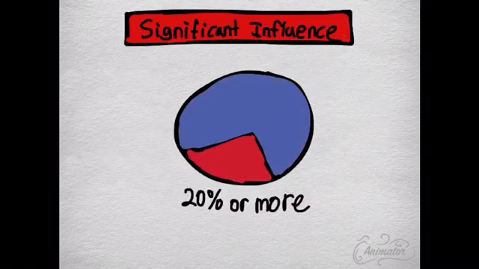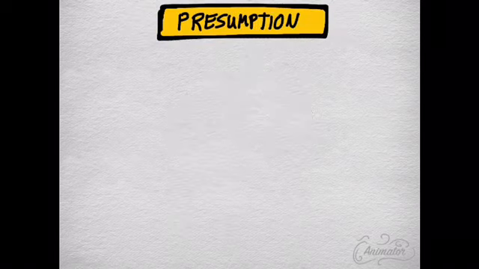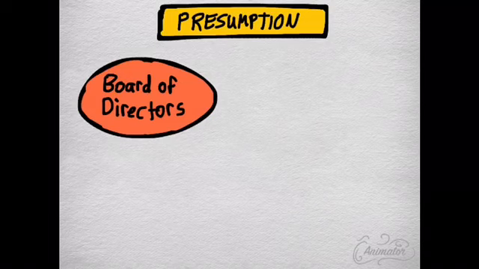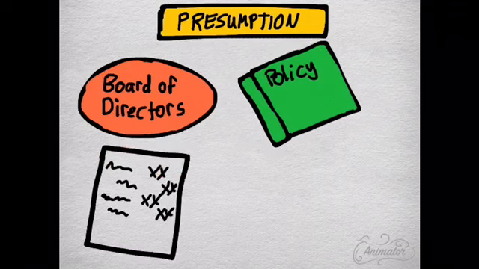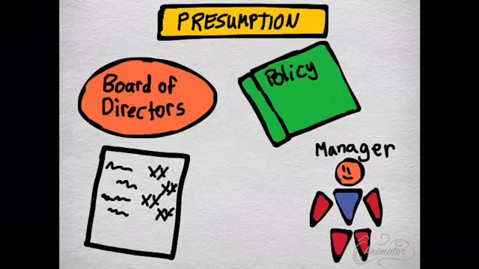That means that you would have a voting power of 20% or more. It cannot be less than 20%, but it sometimes happens by the following instances. First, when you are a member of the board of directors of that company that you acquired. Second, if you have the power on the policy decision making. Third, if there's a material transaction between the both of you. And the last one is when you have the same manager.